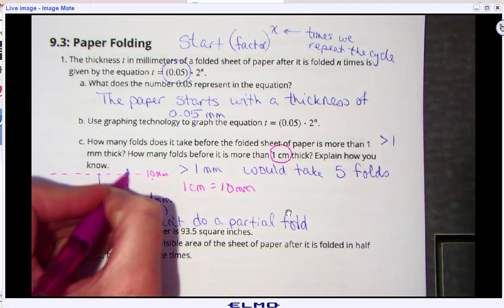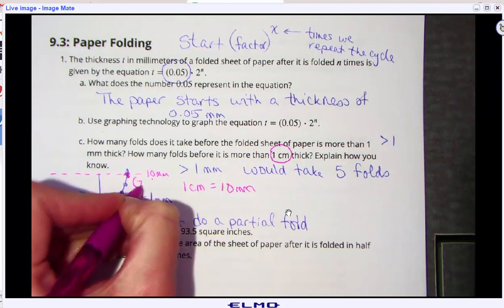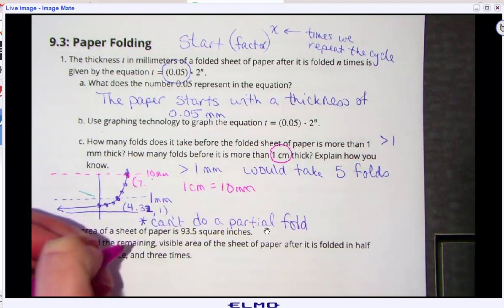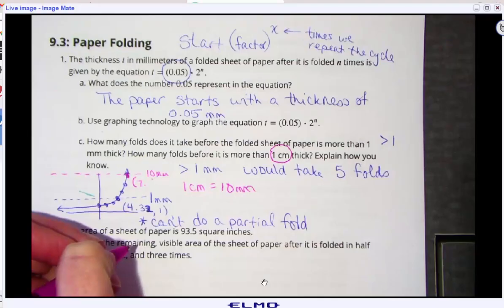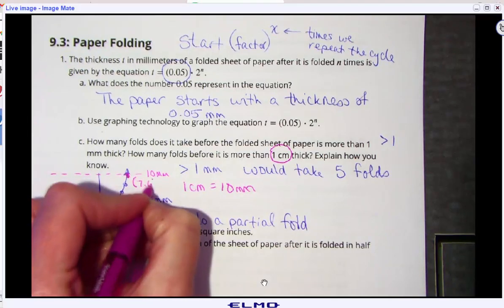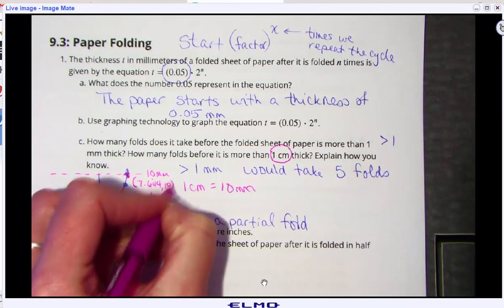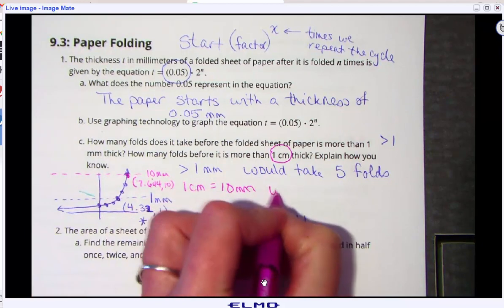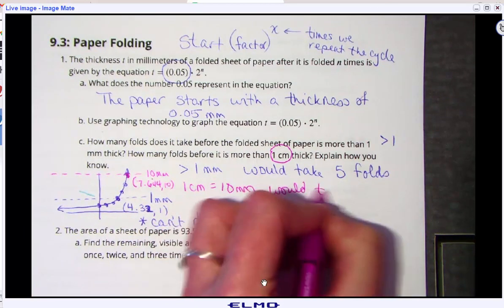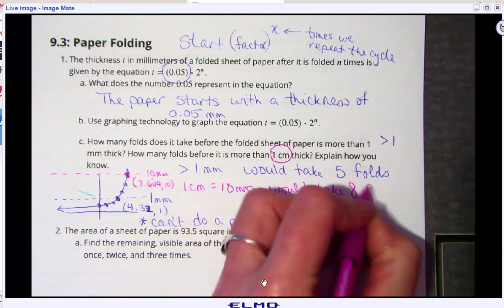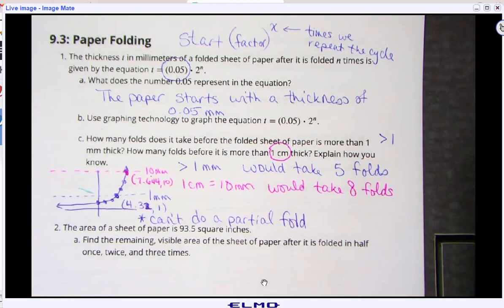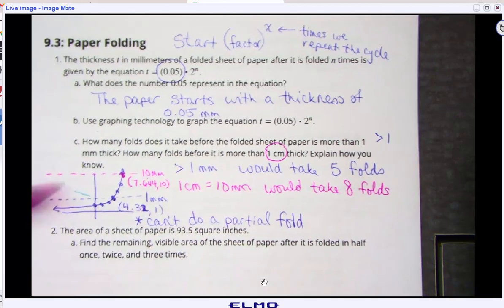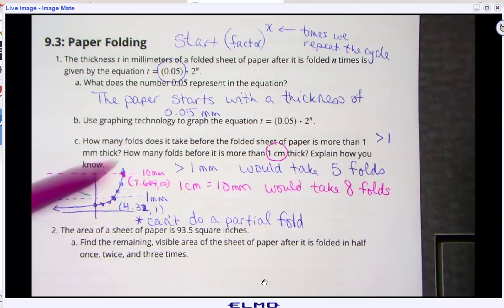So when we did this, we found that point was, so that would take 8 folds to make that happen. So graphing technology tells us that kind of stuff. We find those intersection points going on here.